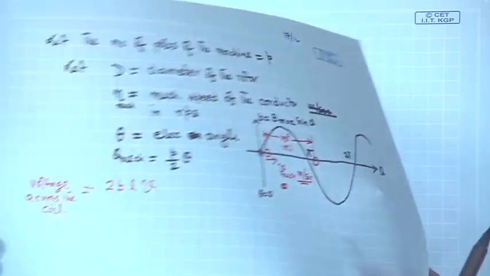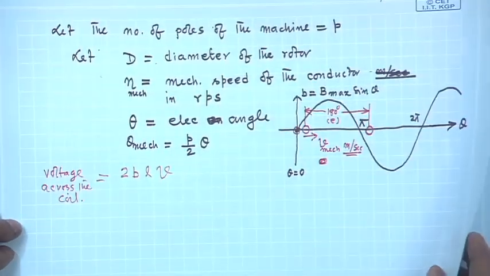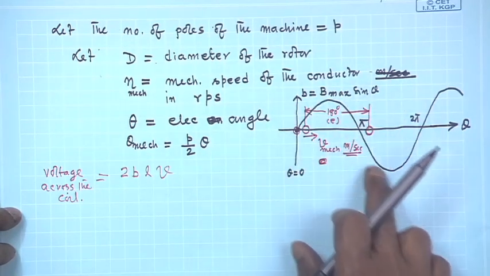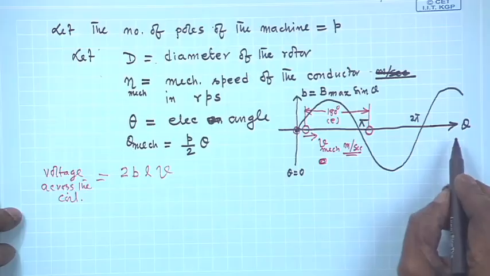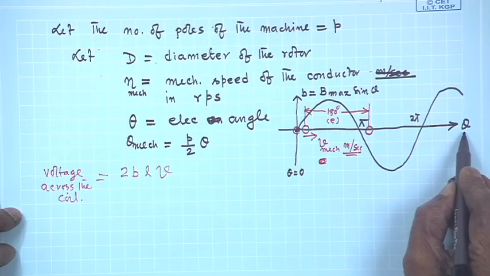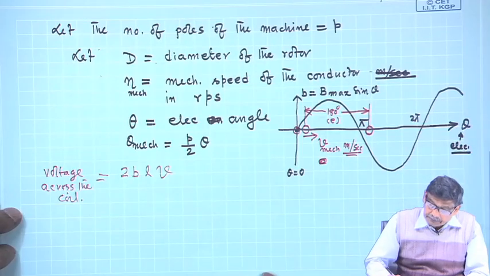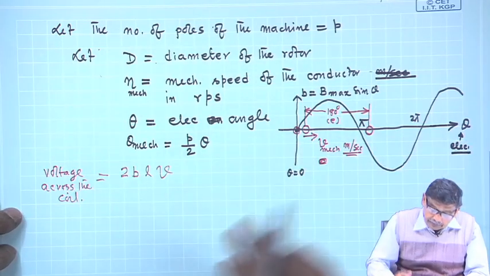Course, and we were discussing in my last class that we found out the difference between electrical and mechanical degree and their relationship. I have assumed the B to be sinusoidally distributed, and when I am not writing any suffix, it means electrical. Okay, electrical radian this angle.